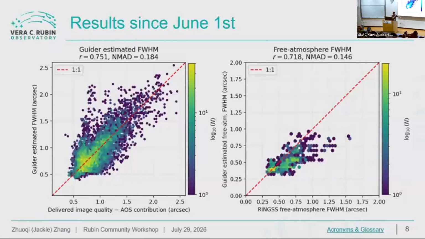So on the right, it is comparison with this RINGS. RINGS is a dedicated seeing monitor at Gemini South, and it also gives a free atmosphere component. So we're pretty close to each other. So we expect that the free atmosphere piece is probably similar. So in reality, we can also see that they tend to correlate well.